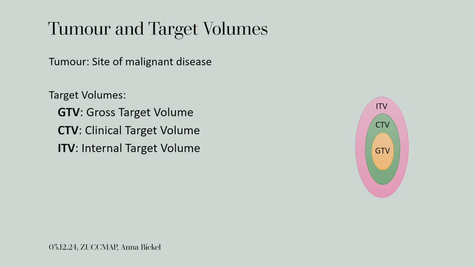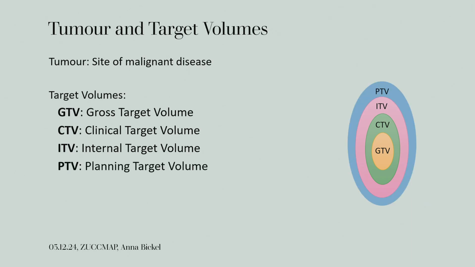Then the internal target volume is the first margin we add as medical physicists, which is that we make sure that if the tumor has any anatomical change, so if it grows or if it shrinks, that we still cover the whole tumor during radiation.